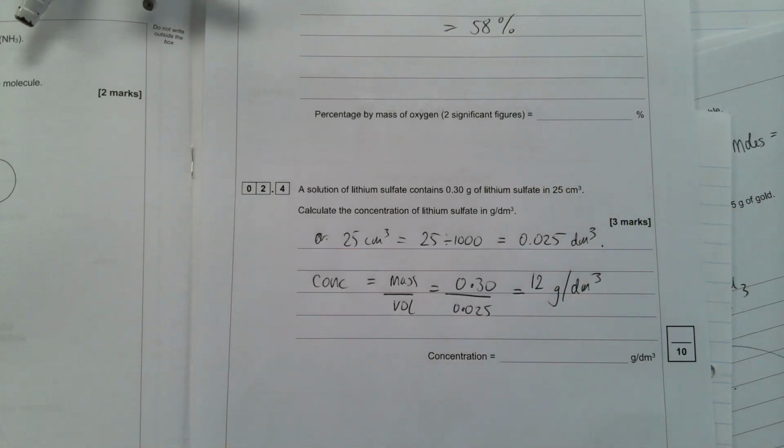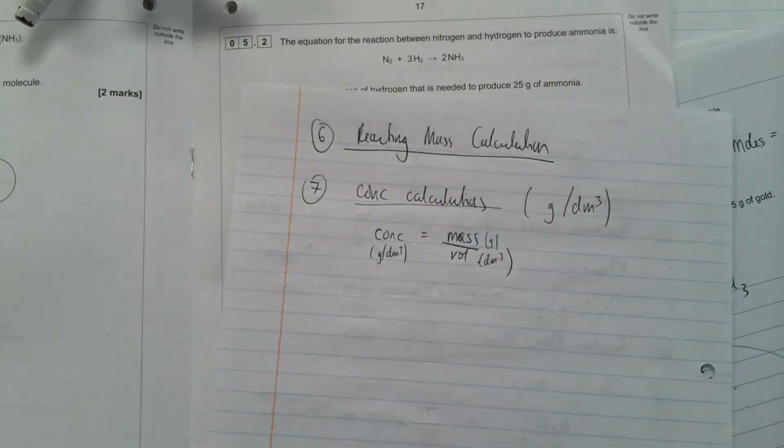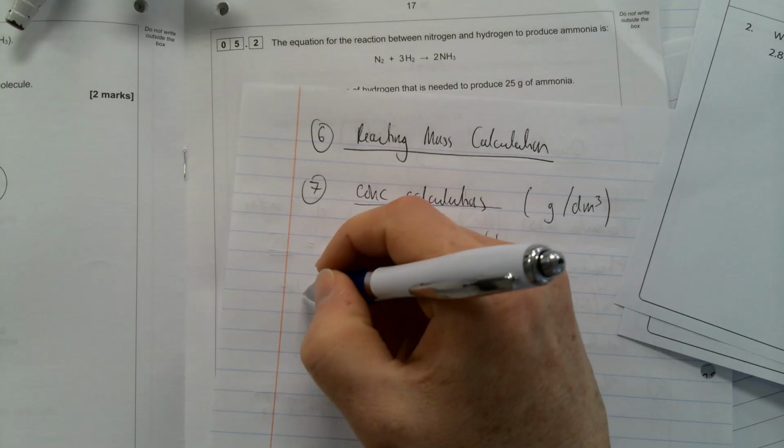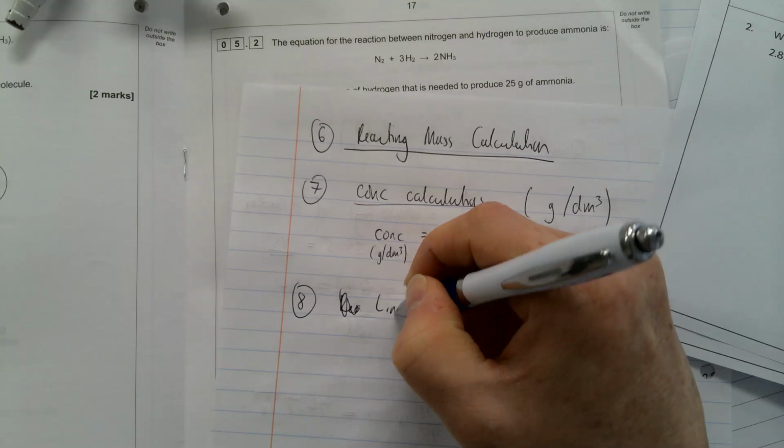There's plenty of opportunities for that. So I hope you enjoyed that. Good, lovely. Right, so that's concentration calculations. Again, 3 really simple marks, even though you drop one now and again, like I just did. Let's now look at the last skill we're going to do today, which is limiting reactants.